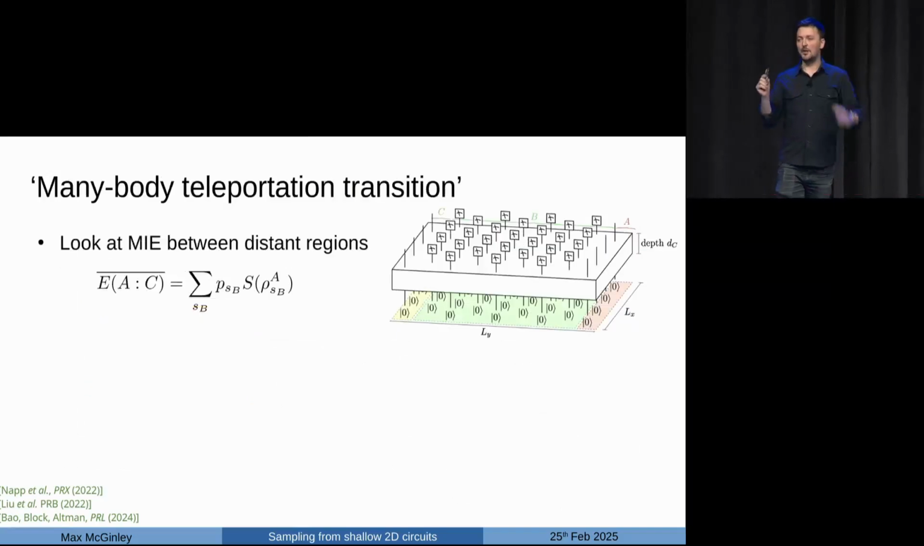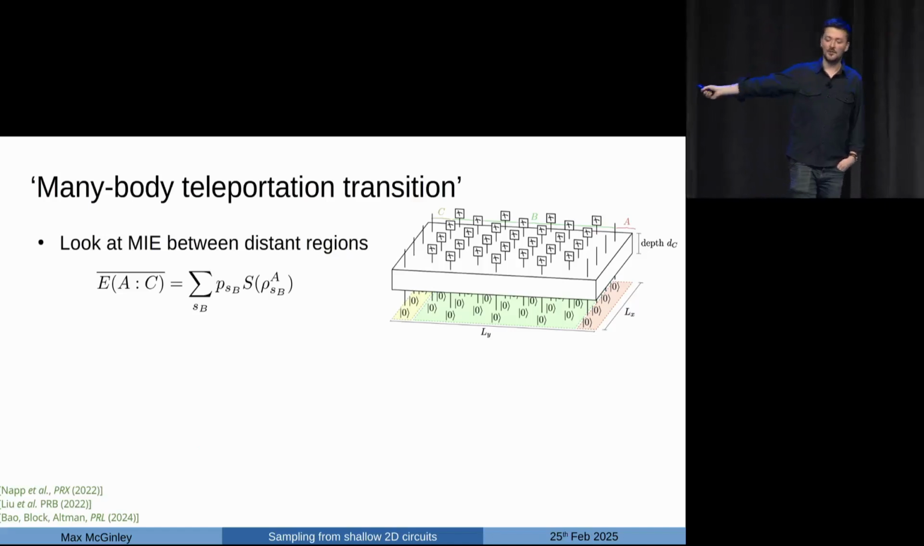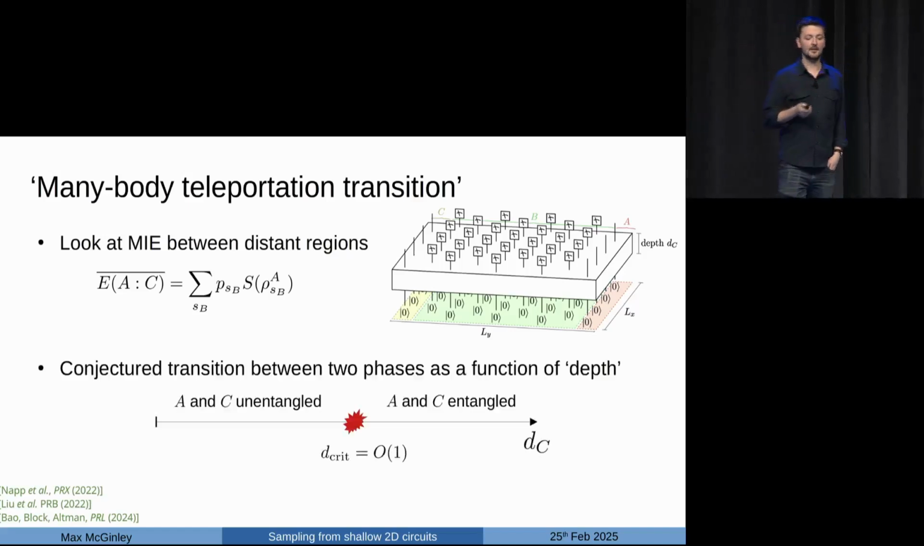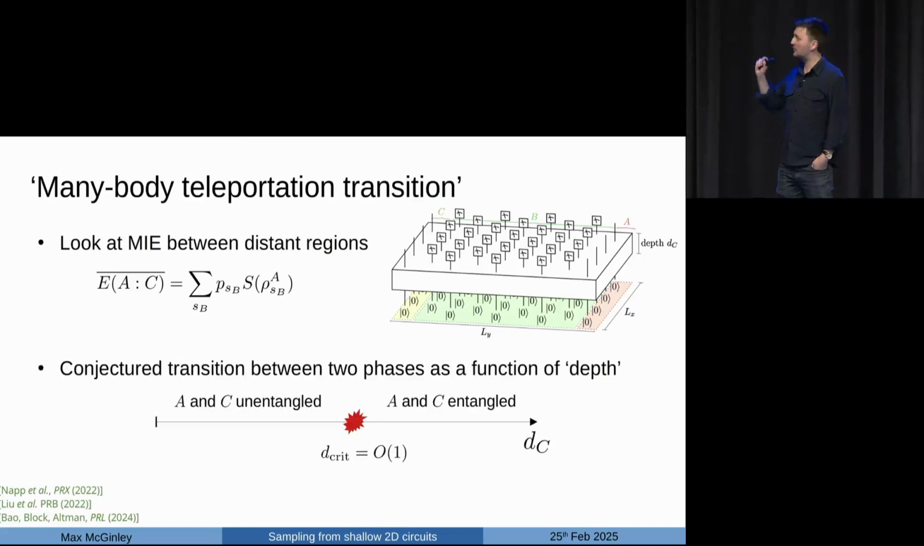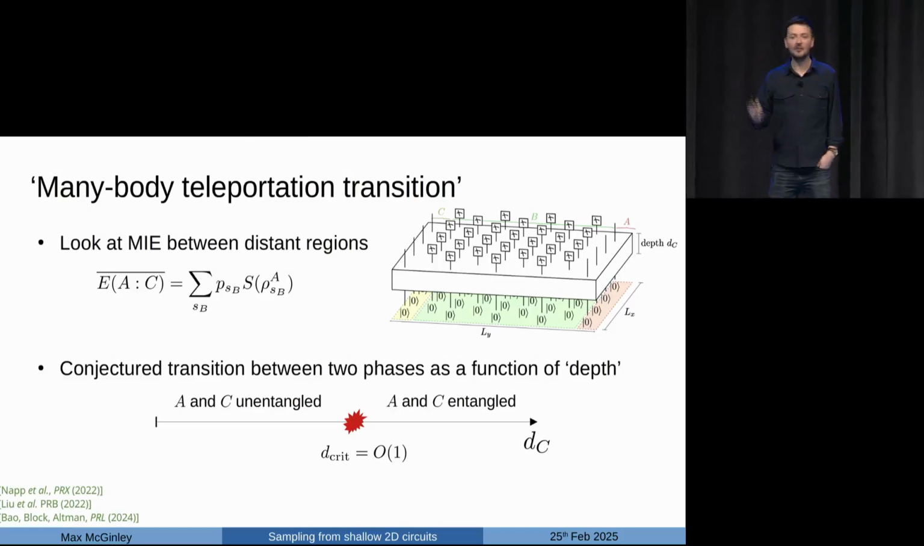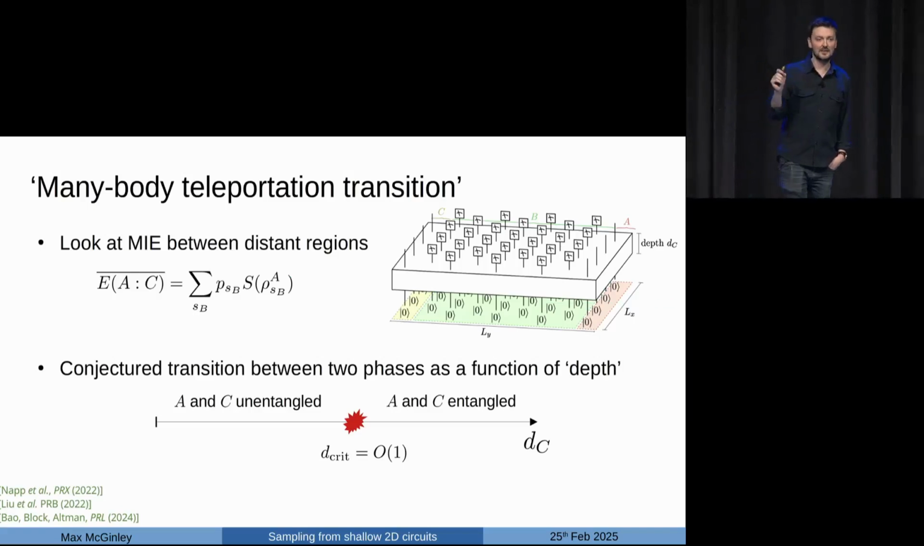So just to be specific about what I mean by that, take, for example, this geometry where we measure all the qubits in region B, leave regions A and C unmeasured, and consider how much entanglement there is between A and C, which are separated by a distance far beyond the light cone distance of this circuit. So the conjecture is that as we tune the depth of this circuit, the depth D, there is some critical depth above which we get long-range measurement-induced entanglement, and below this we get no measurement-induced entanglement. And this critical depth is, again, still order 1. We're still in the constant depth regime.